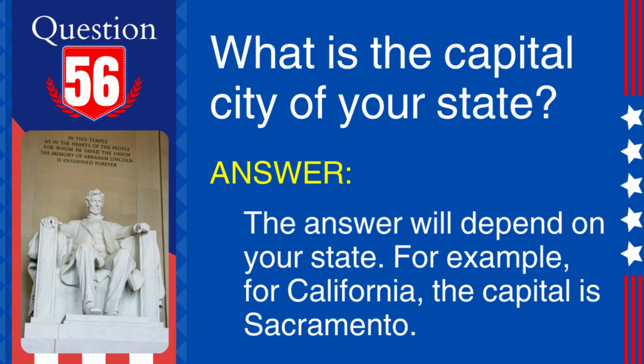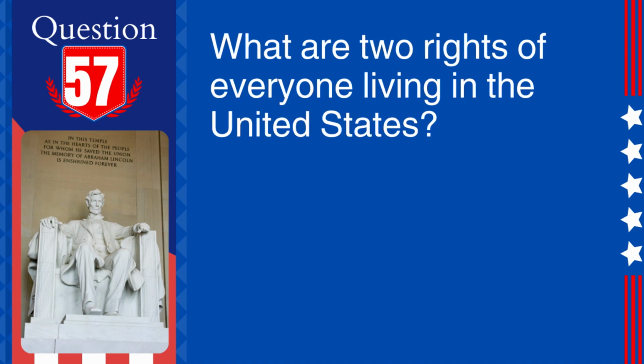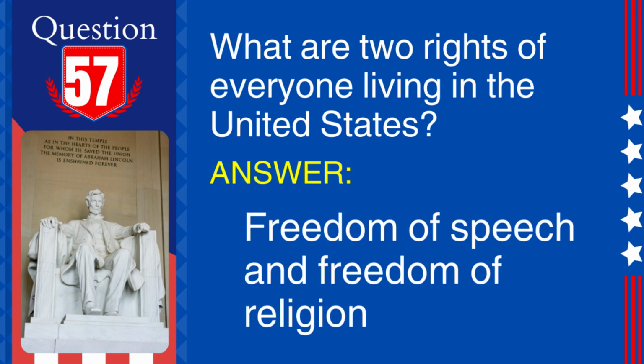Explanation: each state in the United States has its capital city, which serves as the administrative center of the state government. 57. Question: what are two rights of everyone living in the United States? Answer: freedom of speech and freedom of religion. Explanation: these rights are protected by the First Amendment to the U.S. Constitution and apply to all individuals within the United States, regardless of citizenship status.